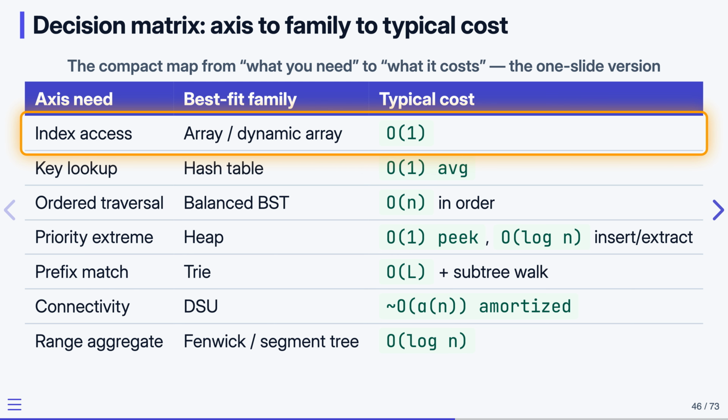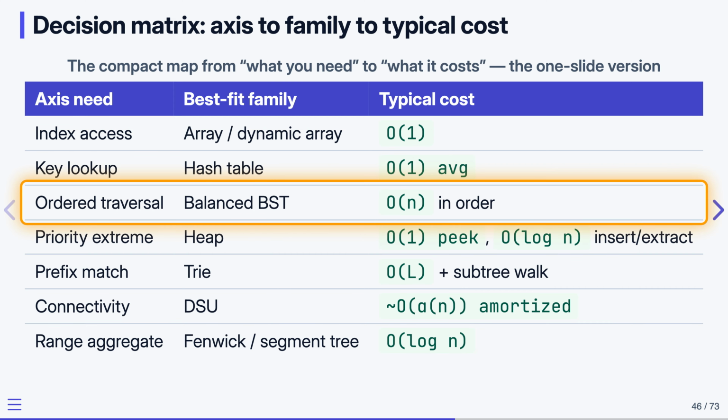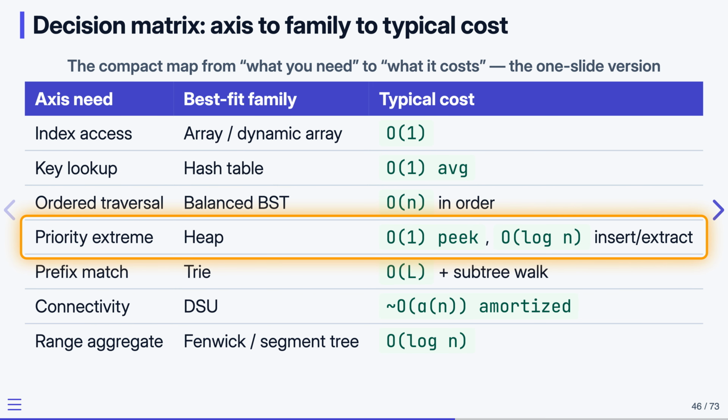When you need to jump straight to position i, an array or dynamic array does it in big O of 1. When you look things up by a key, a hash table finds them in big O of 1 on average. When you need the items in sorted order, a balanced binary search tree keeps them ordered and searches in big O of log n. When you always want the largest or smallest item, a heap peeks it in big O of 1 and inserts or extracts in big O of log n.